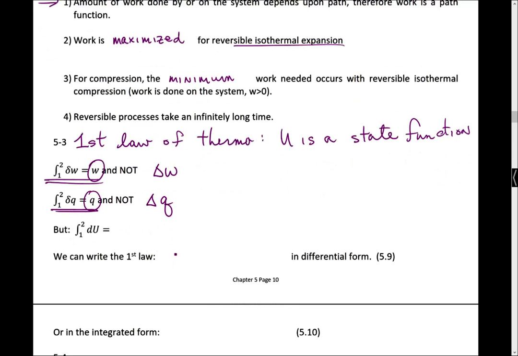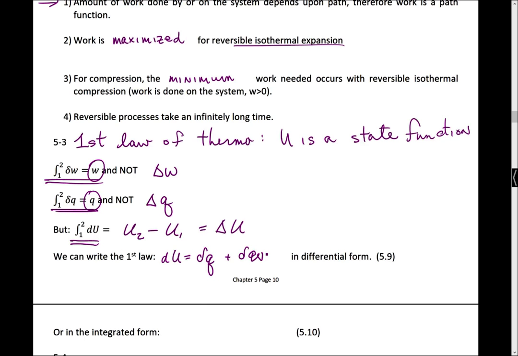All right? But because the energy of the system is a state function, then we can say that the integral from state 1 to state 2 will be our final energy of the system minus our initial energy of the system, or delta U. Okay? So this really means we can write our first law of thermo in 2 different forms. One is to do it differentially. An infinitesimal change in the energy of the system can be caused by an infinitesimal change in energy due to heat transfer and an infinitesimal change in energy due to work.